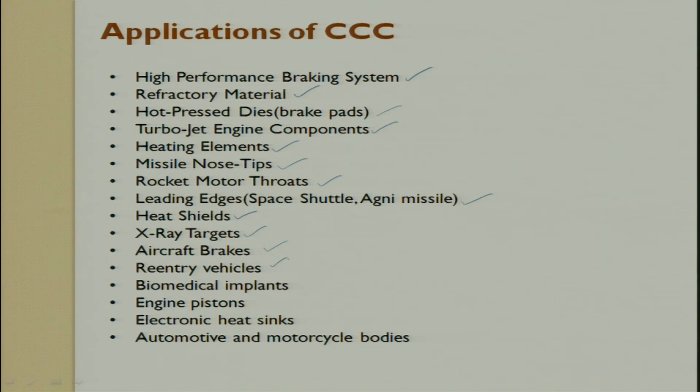Aircraft brakes, re-entry vehicles, biomedical implants, engine pistons, because if you want very high combustion, the temperature which has to be withstood by the piston should be very high. So now you have started using CC composites. Then we have electronic sinks and other automobile and motorbike bodies made out of carbon-carbon composites.